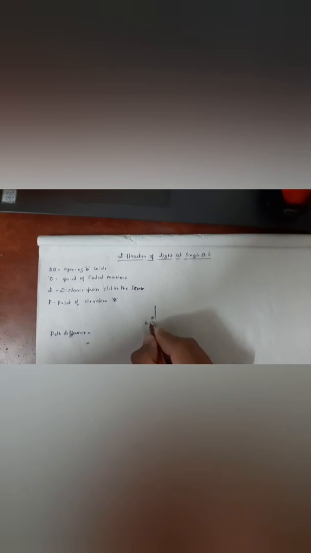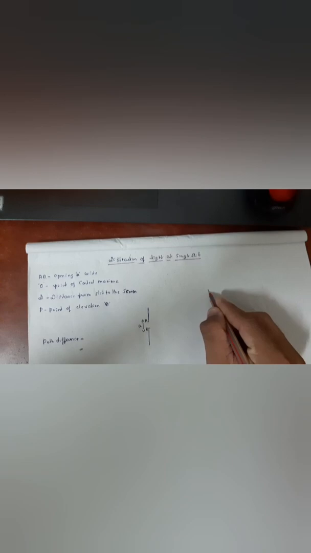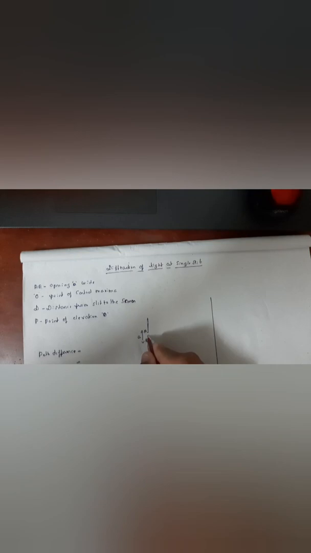Consider a slit having the width A, which should be comparable to the wavelength of light, and this is the screen. Here C is the principal axis of the light which is passing through the slit, which can be represented by the imaginary line which will intersect at the point called O. So O is the central maxima which I have shown you here. OAB is the opening, the width of the slit.